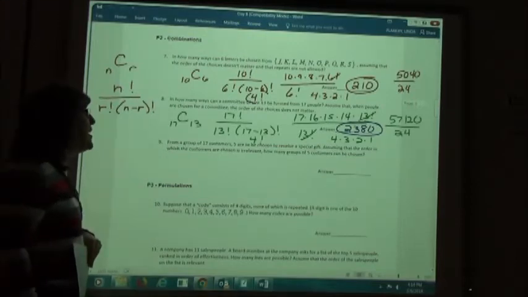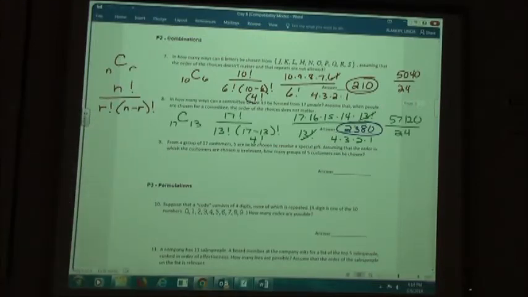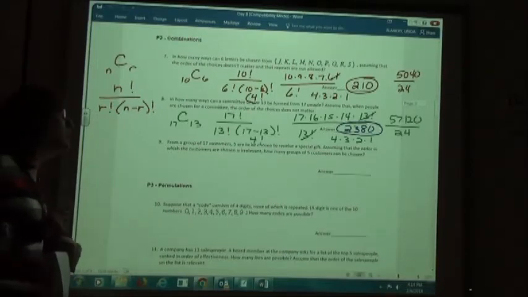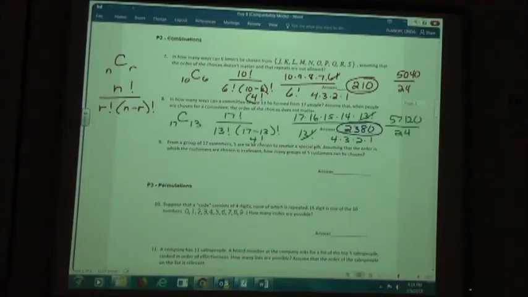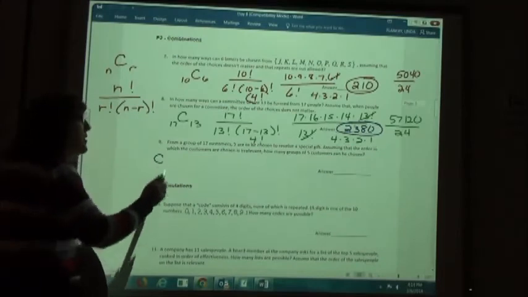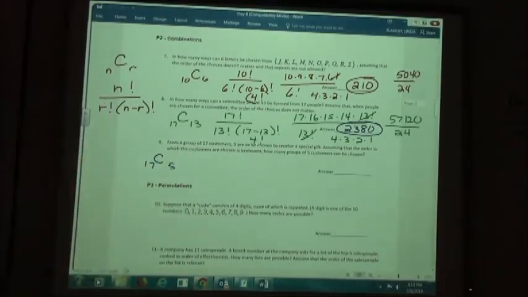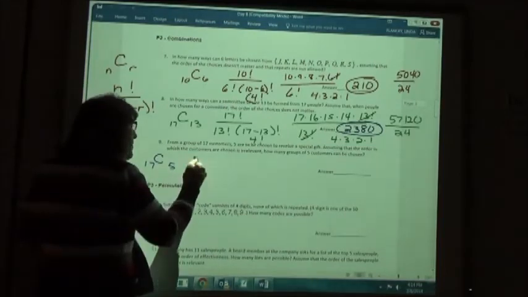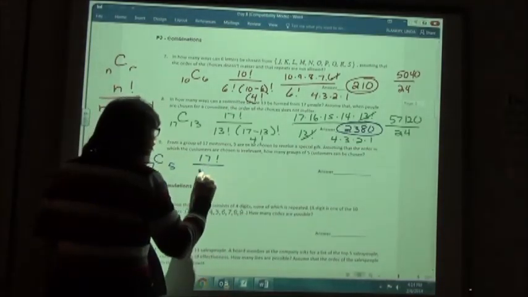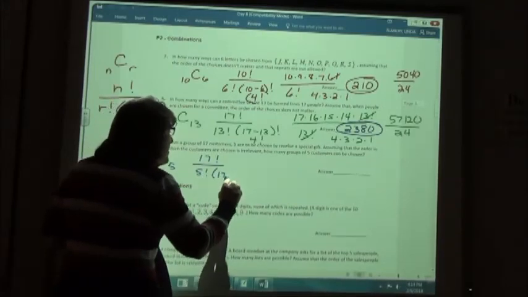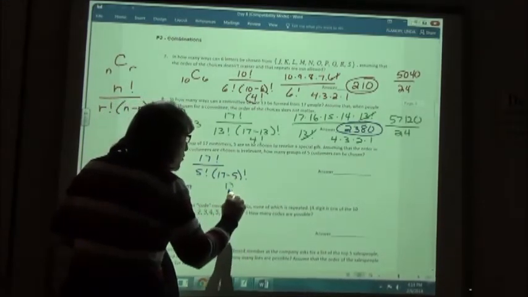Number 9, from a group of 17 customers, 5 are to be chosen to receive a special gift. Assuming that the order in which the customers are chosen is irrelevant, does not matter, how many groups of 5 can be chosen? So again, I'm going to do a combination. I have 17 total customers. I'm going to pick 5 out of that 17. So 17 factorial over 5 factorial, and then I'd have 17 minus 5 factorial, which would be 12.